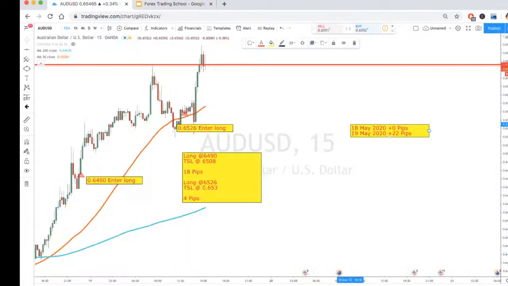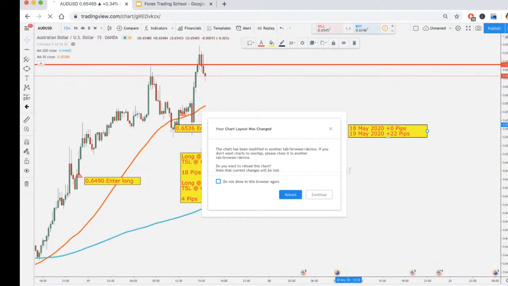Okay, we are back. Let's reload our chart layout. 3 minutes after London open. Can we reload the chart?